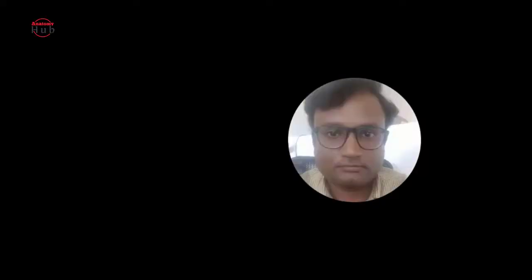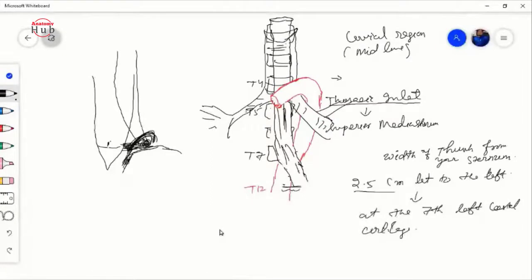Okay, so what we got here, if you see the topographical image over here, we know that the sternum is over here at the midline, and the 7th costal cartilage is over here. Okay, so at the 7th costal cartilage, 2.5 cm left lateral from the midline, whatever the point will be there, that point is the exit point of the thoracic esophagus towards the abdominal esophagus.